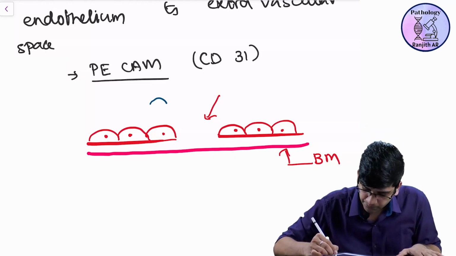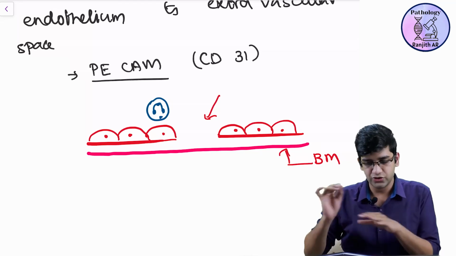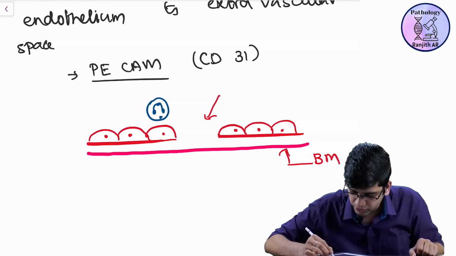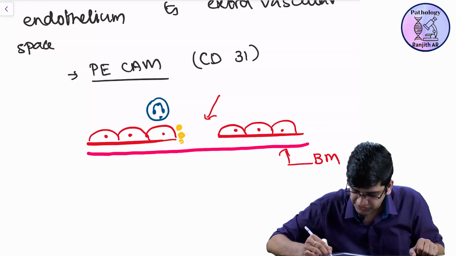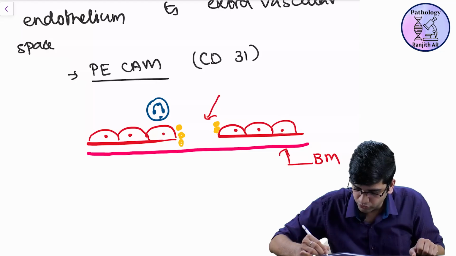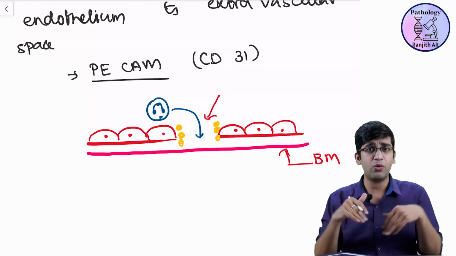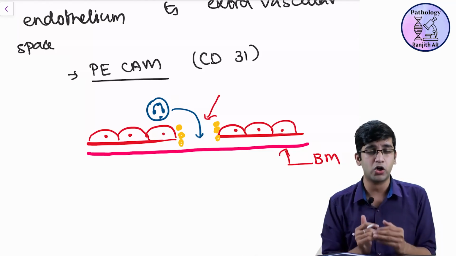So my neutrophil, with the help of integrin, has stopped here. It has stopped there. Adhered there. With the help of PECAM, let's use yellow color, with the help of PECAM, it can move through the endothelium, right? It can move through this. I have one more person waiting there for me to block.